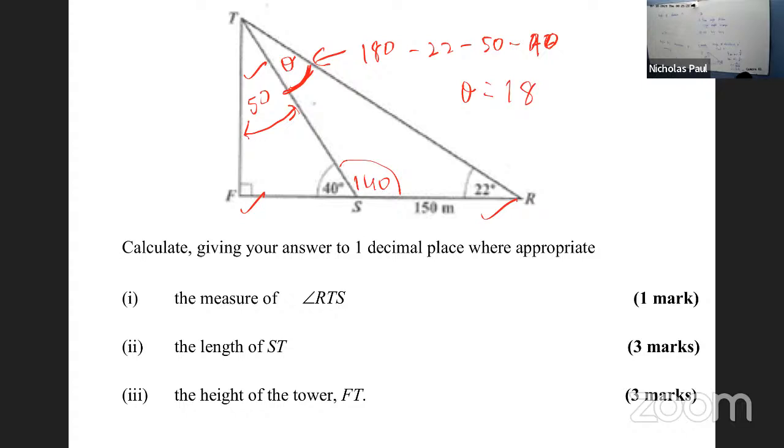What's the rule to find ST? That's this part right here. What's the rule? Remember, what do we use? How do we find ST? Try and see which triangle has more information and tell me which one to use.